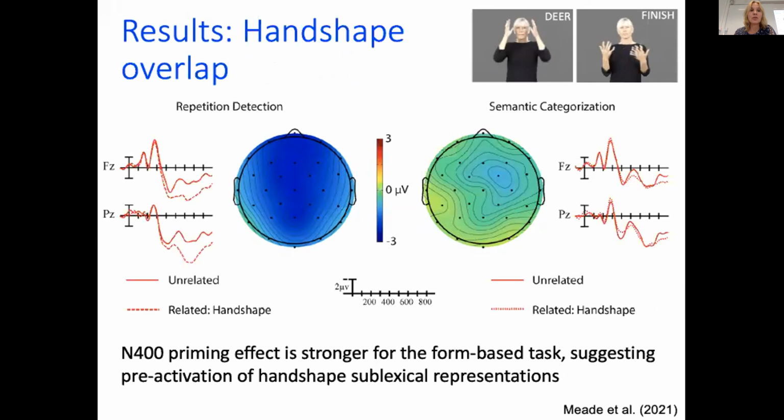For handshape, we actually saw facilitation. So we get this nice N400 response for the repetition detection task. So the form-based task, you're focused on form. When you get a prime that shares handshape, you get this facilitated processing for the target that shared handshape. And you don't see that so much in the semantic categorization task where you actually had to recognize the sign. You didn't see the same kind of facilitation that we found in the form-based. And this is also in line with things from spoken language. So for example, you see rhyme priming in tasks that focus on the phonological form, less so in tasks that don't require you to focus on the form.